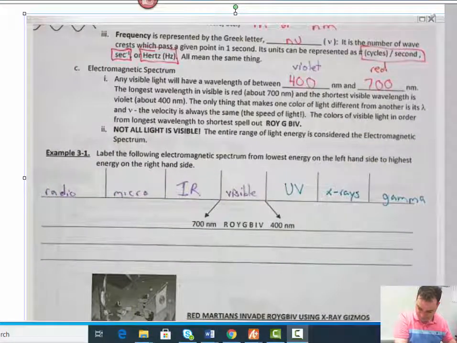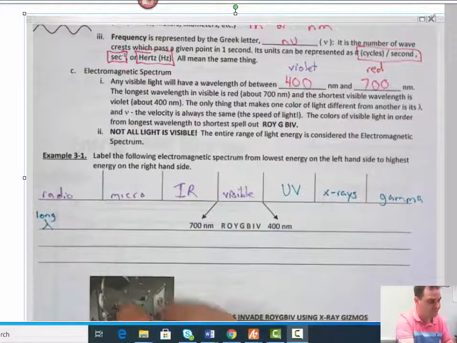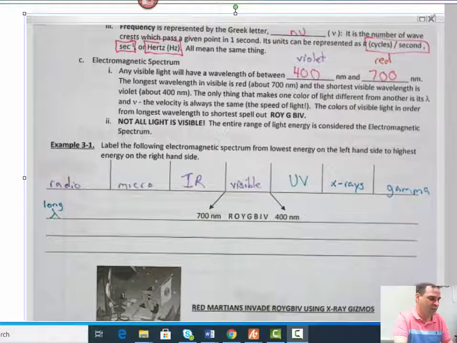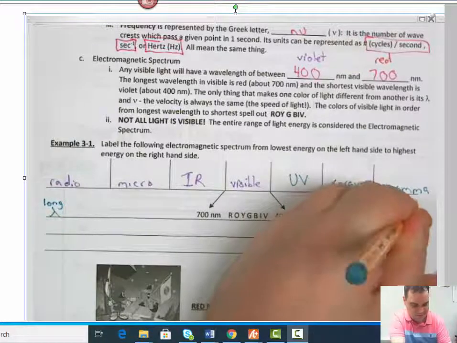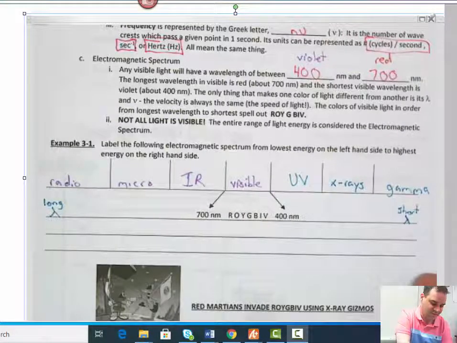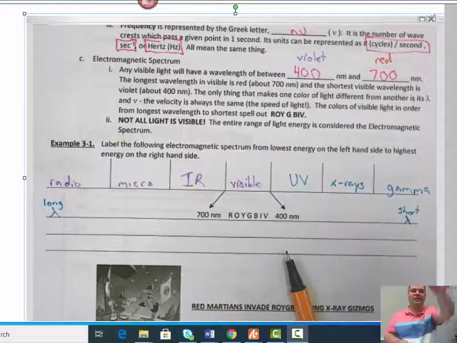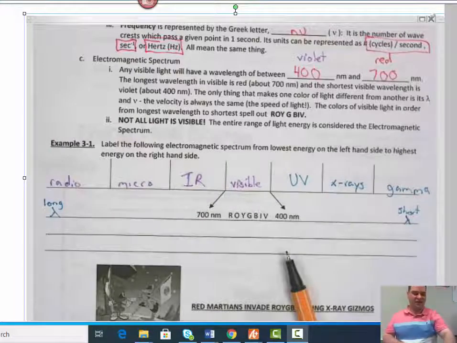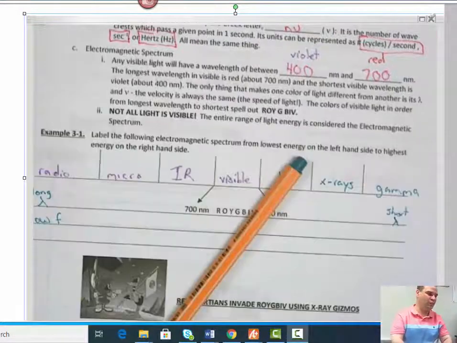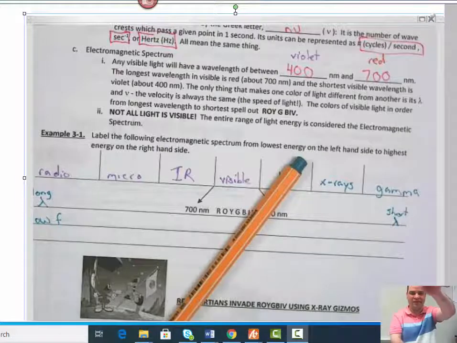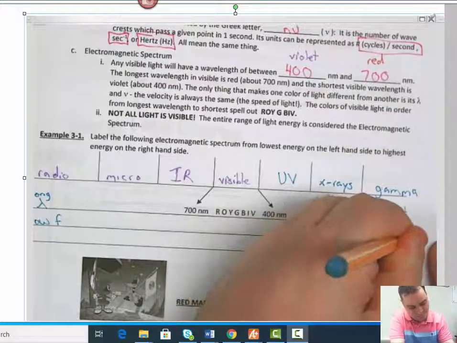Over here, these are the long wavelengths, as opposed to gamma, which is the short wavelengths. If you have a long wavelength, look, ooh, long wavelength, this has a low frequency. As opposed to a short wavelength, which is like this, this has a high frequency.